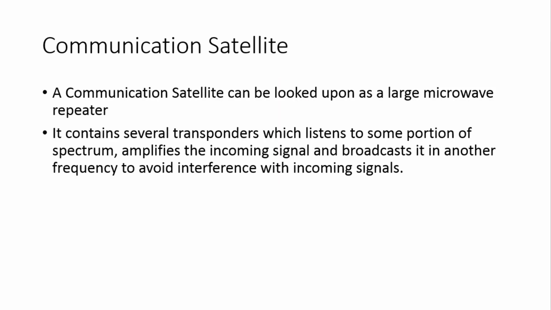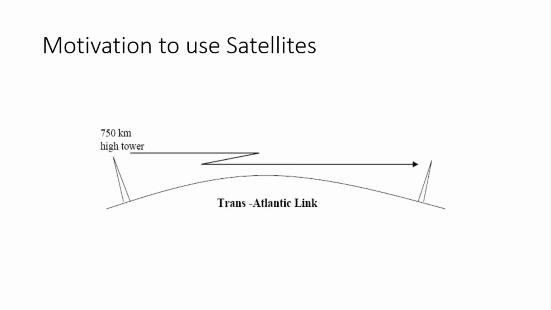Now, communication satellite. A communication satellite can be looked upon as a large microwave repeater. It contains several transponders which listen to some portion of the spectrum, amplify the incoming signal and broadcast it in another frequency to avoid interfering with incoming signals.